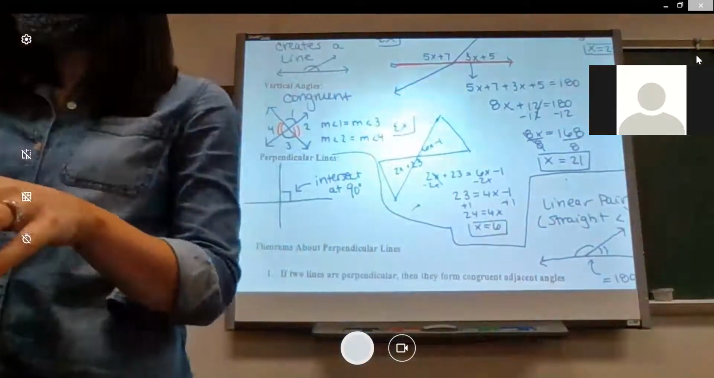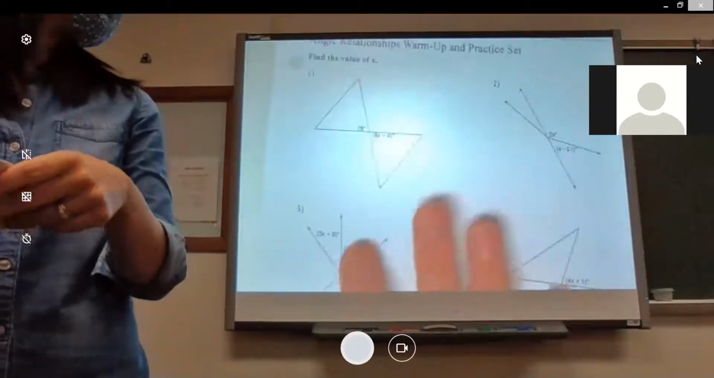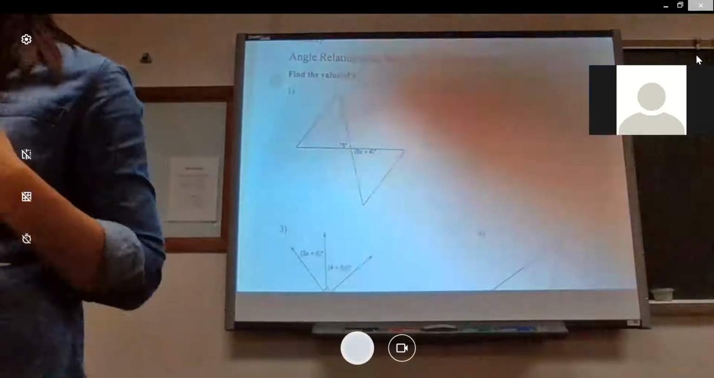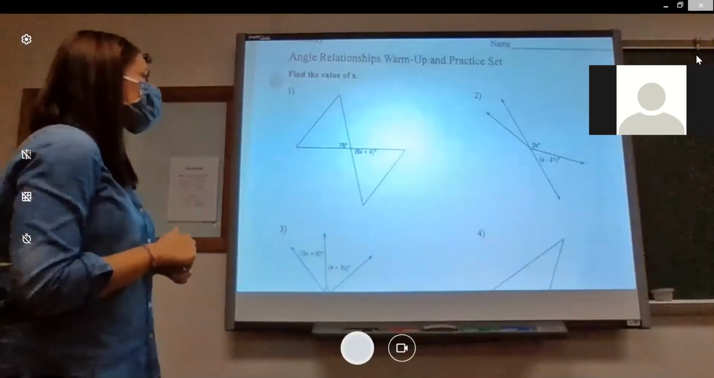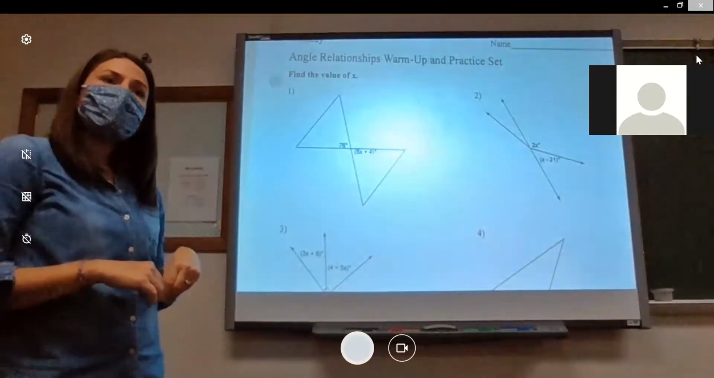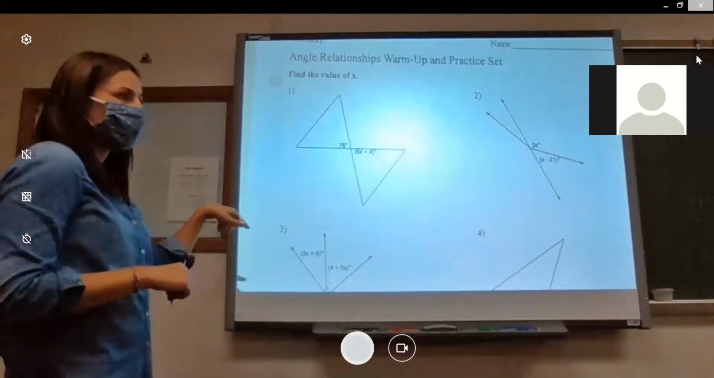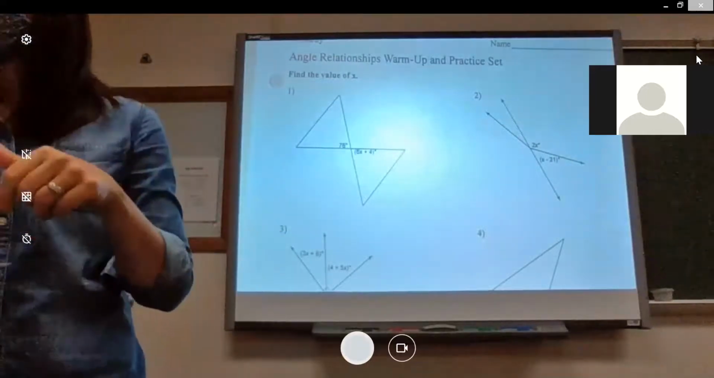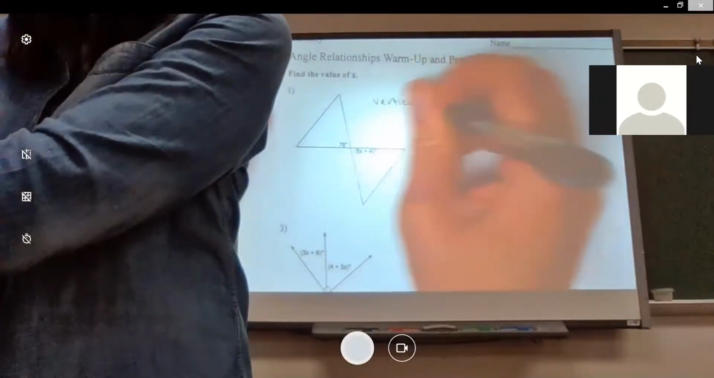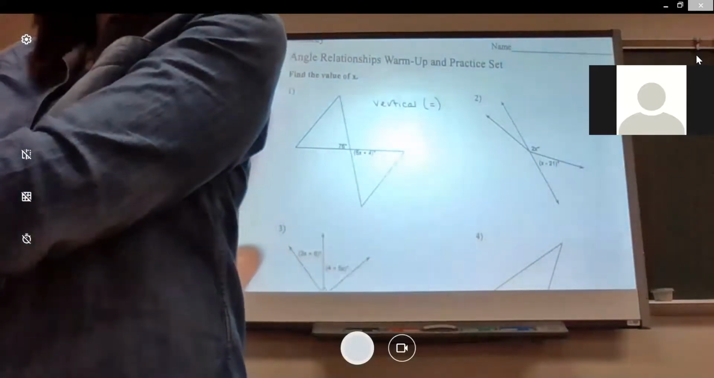So looking at this warm-up, let's just go through and list some cases here. What type of angle relationship do I have on the first problem? They're vertical angles. So what is true about vertical angles? They're equal to each other. So these are vertical, which means they're equal to each other. Okay, we'll go back to that in a minute.